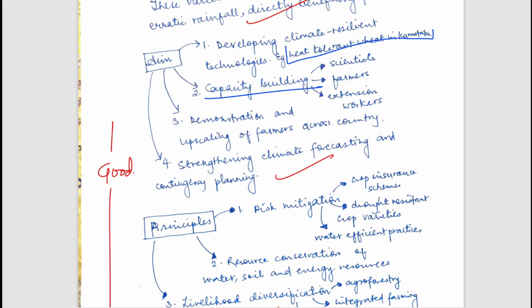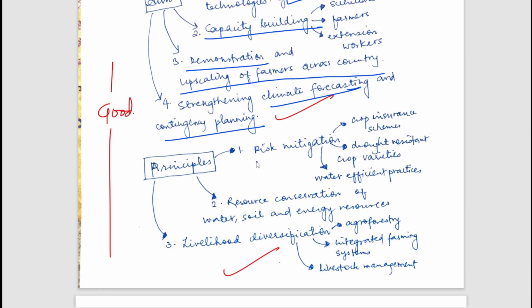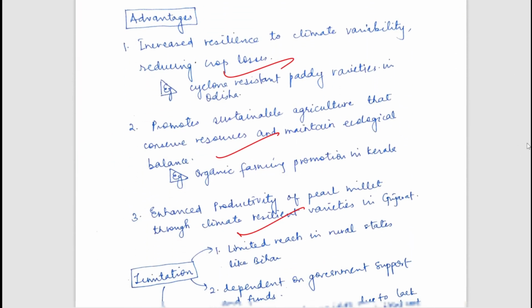Capacity building is necessary. Demonstration and upscaling for farmers across the country, because most of the farmers in our country are either small or marginal farmers. So for them, demonstrating these types of methods to grow in climate problems could be very important. Strengthening climate forecasting, contingency planning, all these things are well mentioned. Principles have been mentioned of risk mitigation, resource conservation, livelihood diversification. So a well written answer. Advantages have been mentioned.